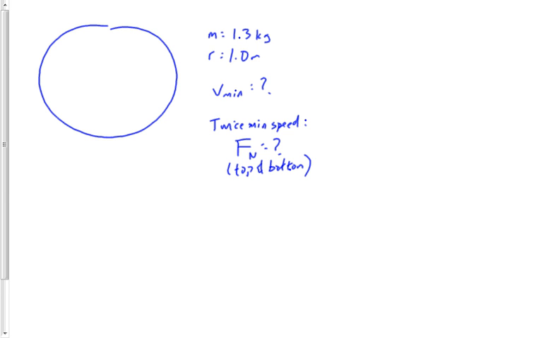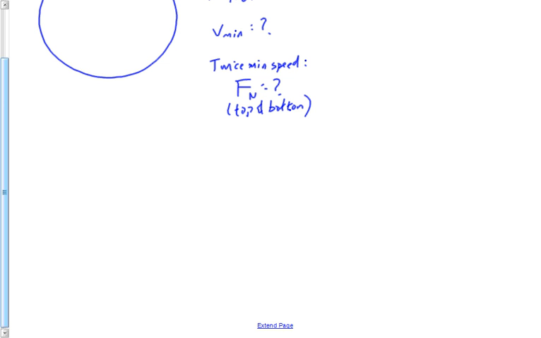So the first problem we're going to analyze is get the minimum speed. We can't find the tension at the top and the bottom until we have the minimum speed because it's based on a speed that's twice the minimum speed. So we got to get that minimum speed first. Minimum speed occurs at the top. There's the bucket of water. It's at the top of the circle. Water's going to fall out at the top, not at the bottom. We've got two forces acting at the top. We've got the force of gravity acting down, and we've got the normal force acting down. The normal force acts toward the center of the circle, right? Where the string is pulling.